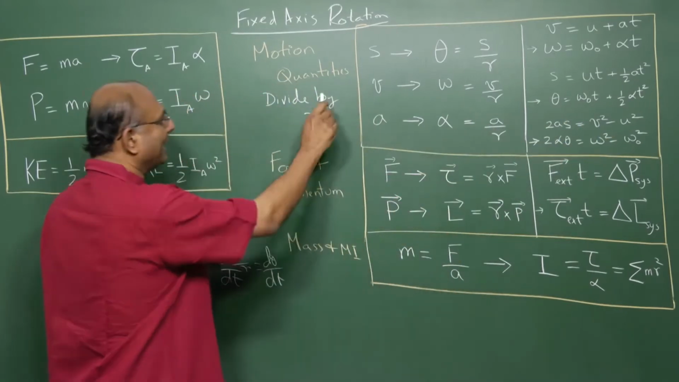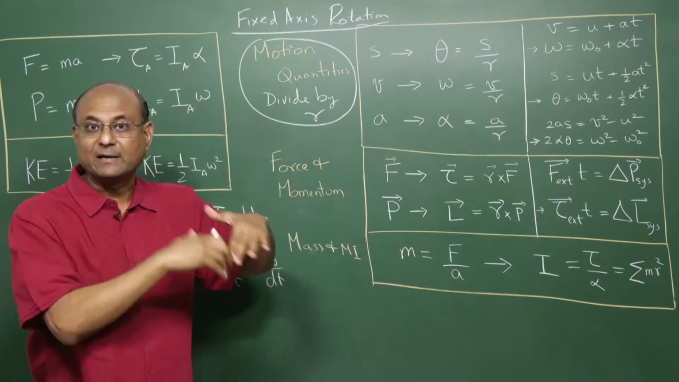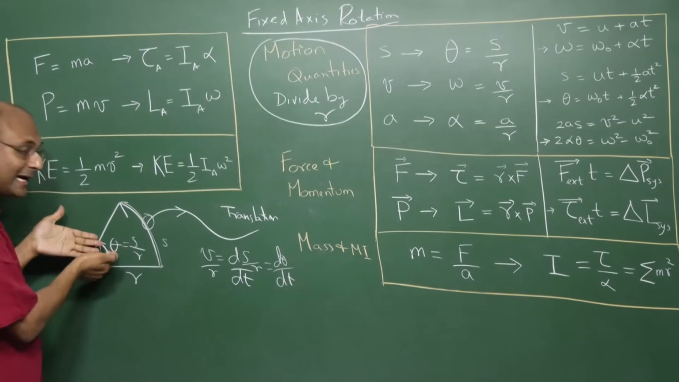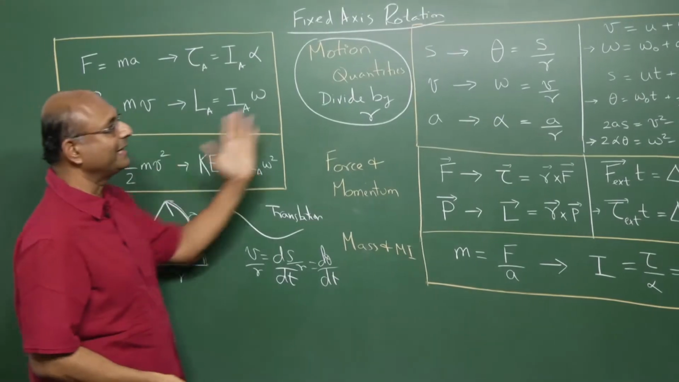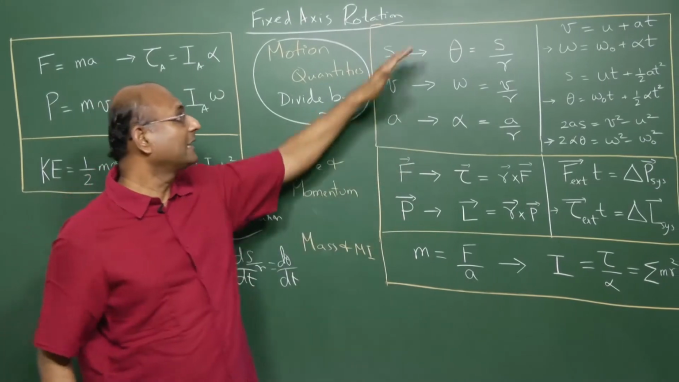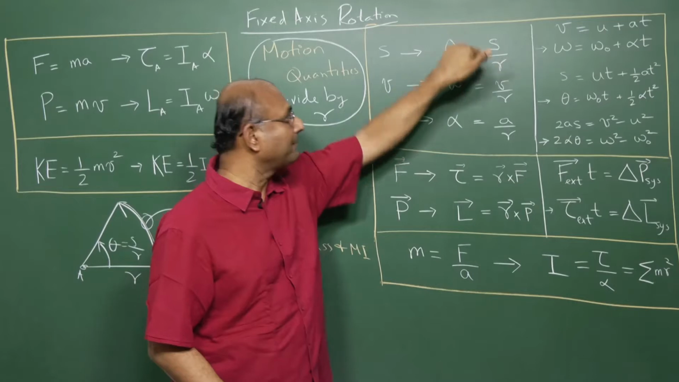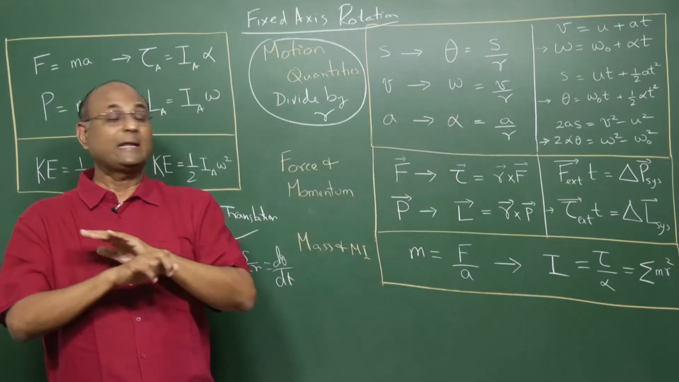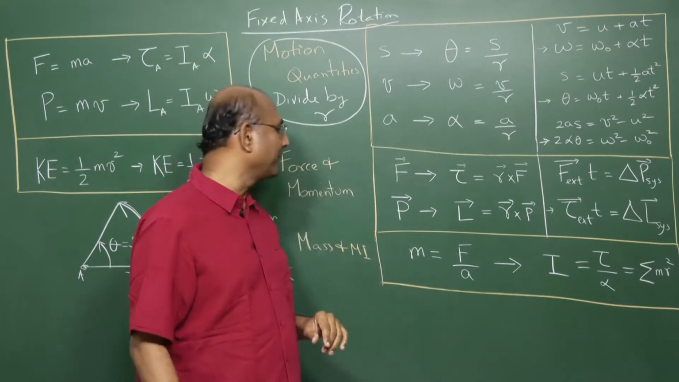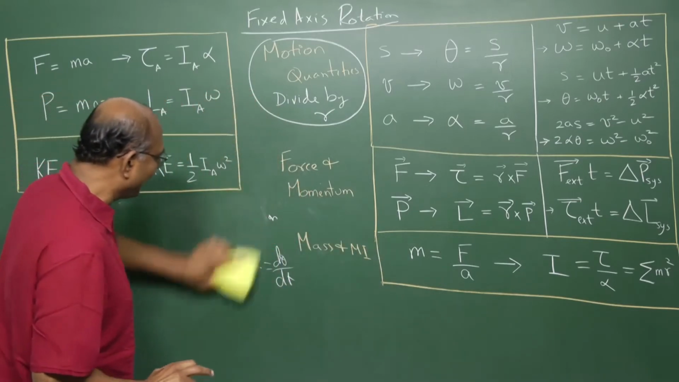Now the main point I want you to remember is all motion quantities have a division by r. Why do they have a division by r? Because theta has a division by r. Everything else is derived from s, and s for this and theta for that. So because theta has a by r, omega has a by r, v has a by r, equations have a by r, everything has a by r. And that's very useful and important to keep in mind. Now let us look at the next point in rotation.